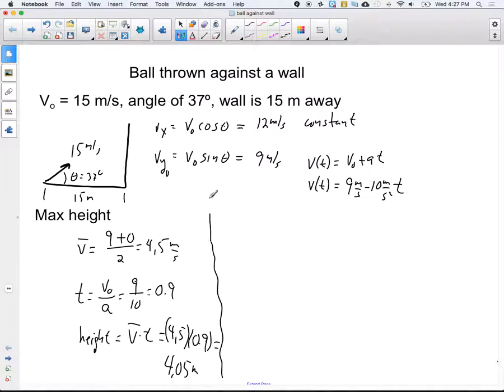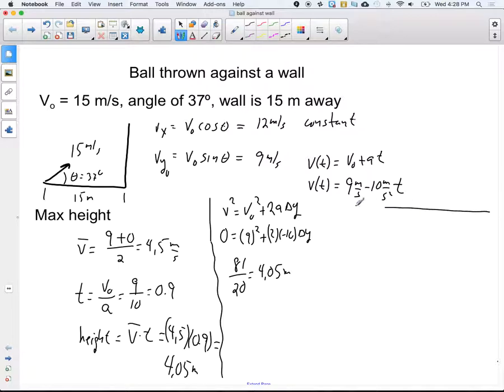We can also use v squared equals v0 squared plus 2a delta y, or delta d. The velocity at the top is 0. The initial velocity is 9, squared, plus 2 times minus 10 times delta y. So 81 divided by 20 is 4.05 meters. And then last but not least, if you really wanted to, and that's probably easy, I'm going to stop there.